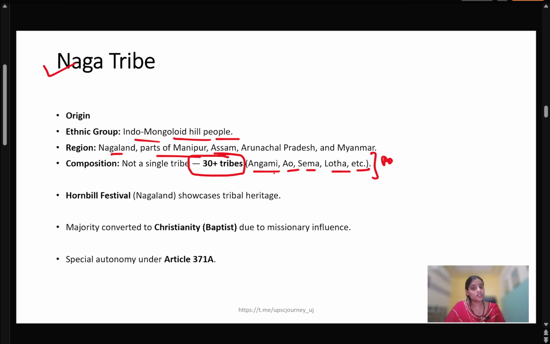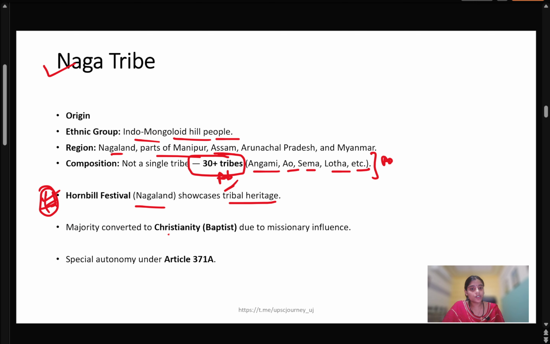So these are not a single tribe. These are 30-plus tribes which are collectively known as Naga tribes. And a very important festival is the Hornbill Festival of Nagaland, which showcases their tribal heritage. So the Nagaland festival is the Hornbill Festival, performed by these Naga tribes.